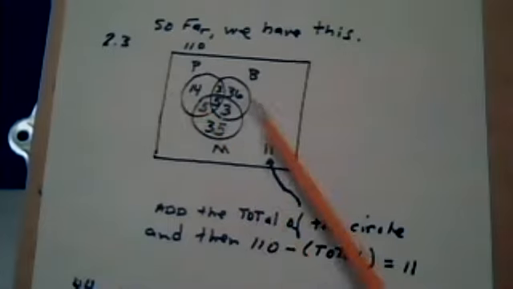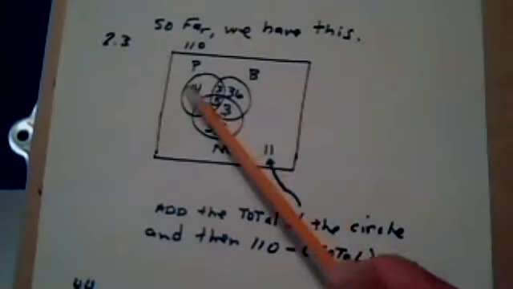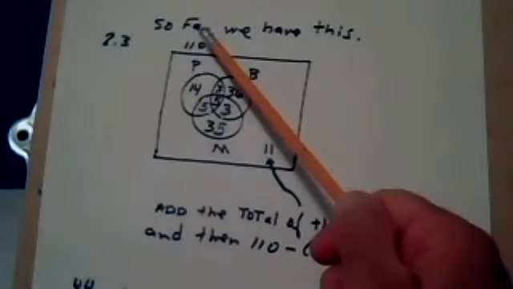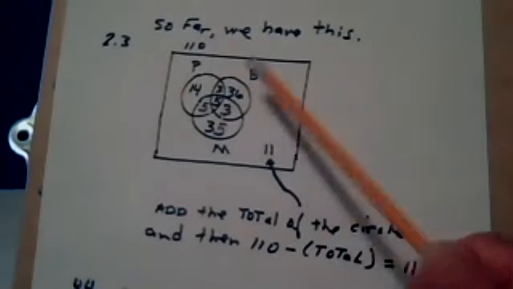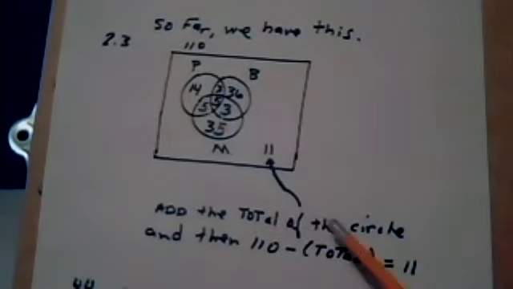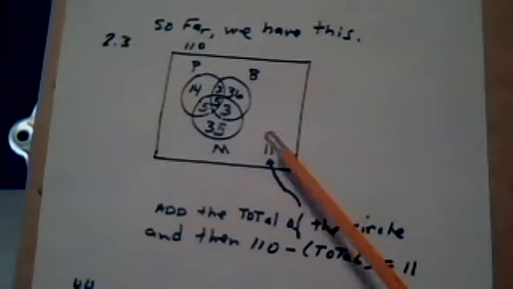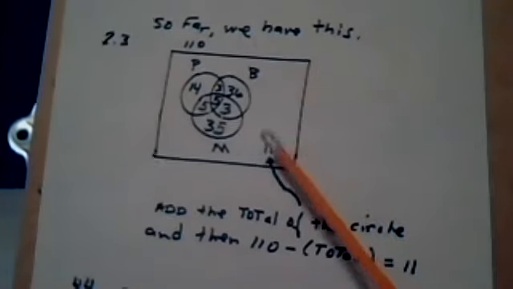Now, how do you find the 11? Well, there's 110. Add all the numbers in the circles and subtract it from 110. And that should give you how many are in none of those topics. So add the total of the circles and then subtract, and that gives you 11 that are not taking physics, biology, or math.